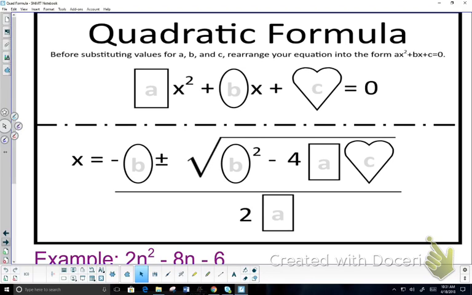Last class we did the discriminant. Where can you find it in here? Under the radical. What did the discriminant tell us? Did it tell us the solutions? It did. Yes, ma'am. It just tells you how many solutions there are.